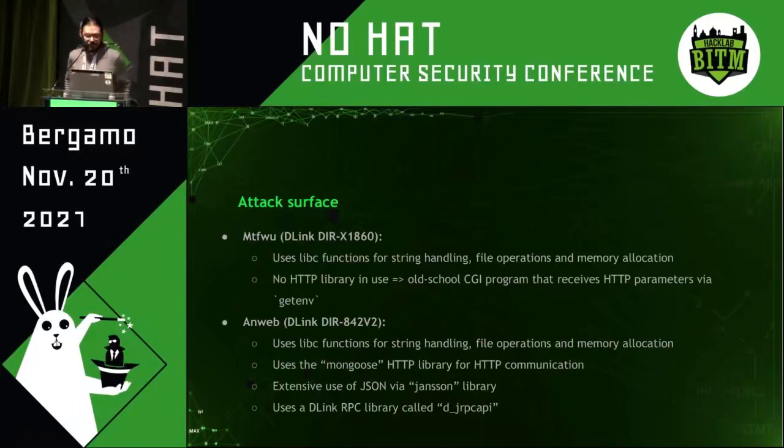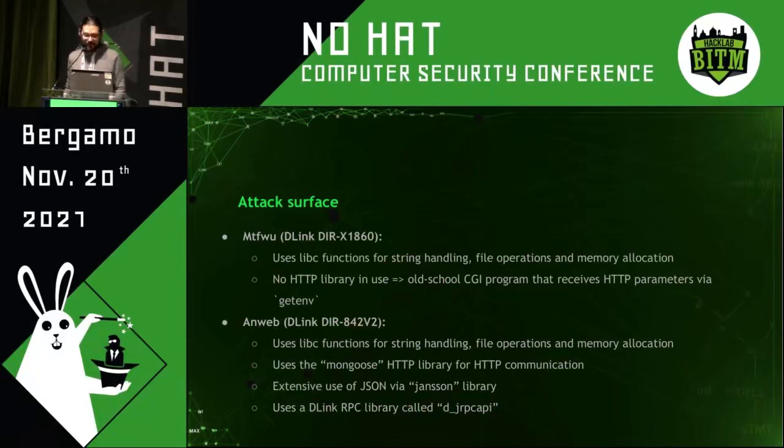The first binary was called MTFWU, that's from that more expensive router. And it uses libc, very rawly, to do string handling, file operations, and memory allocations. So that's nice. I mean, there can be memory corruption in that, and it's a web application. Don't forget that. For HTTP, it is very old school. It uses getenv, so environment variables, to get the HTTP request data. So extremely old school stuff.